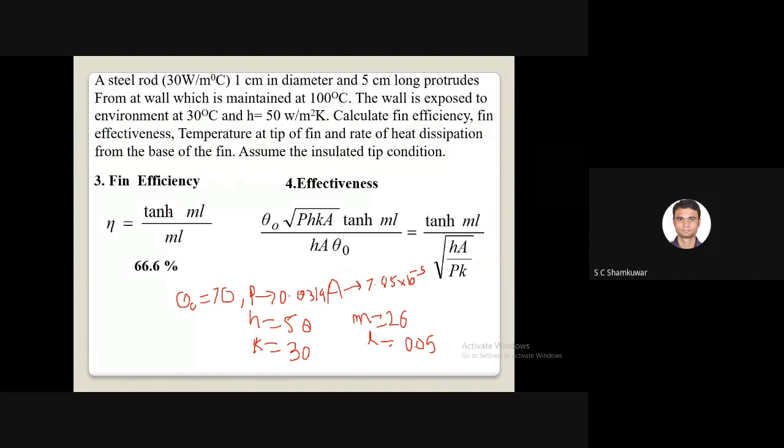This H here is not the thermal coefficient, 30. This is not a heat transfer coefficient. This is tan H. You have to calculate tan H of mL using the calculator. Understood? Tan H is a function, not tan. Tan H is a function. Here also you have to calculate tan H of mL.